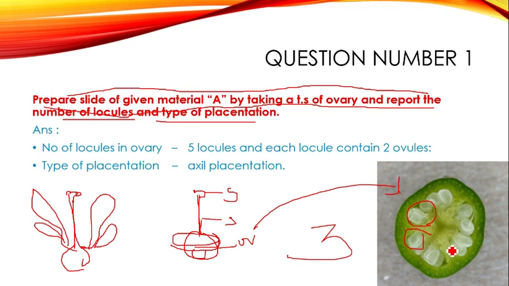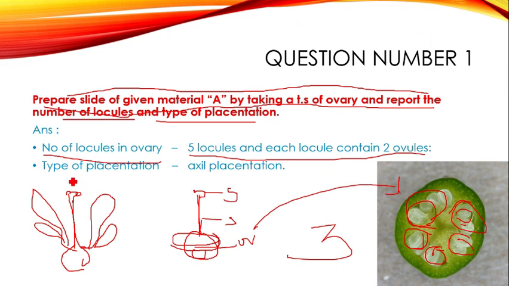5 locules. Here, 1, 2, 3, 4, 5. Next, each locule contains 2 ovules. Hence, the ovary has 5 locules and each locule contains 2 ovules.